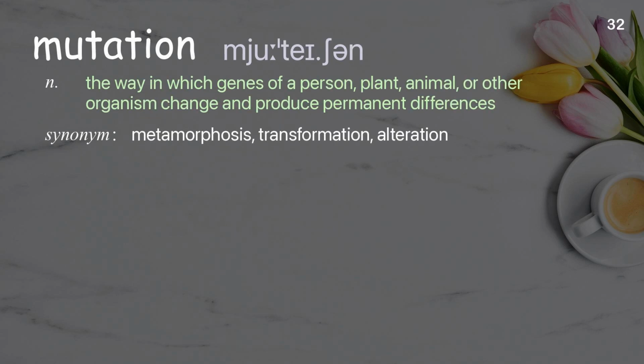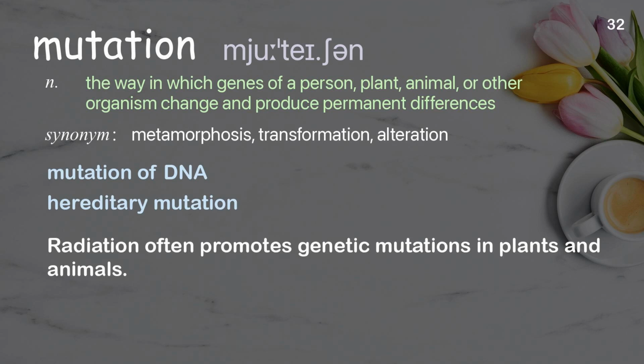Mutation. The way in which genes of a person, plant, animal, or other organism change and produce permanent differences. Examples: Mutation of DNA. Hereditary mutation. Radiation often promotes genetic mutations in plants and animals.